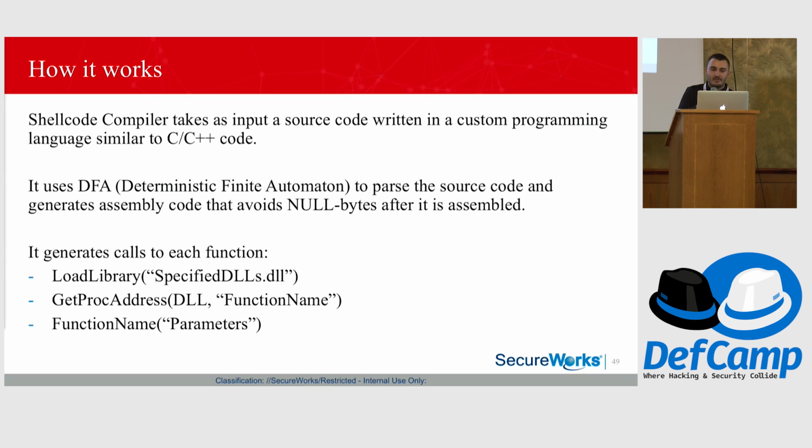This is how it works. It uses a DFA, something from algorithms, a deterministic finite automaton, that will use the state machine, parse the code and generate the assembly code. It also takes in consideration the null bytes, and it tries to avoid them. However, there might be some calls that might generate null bytes. So, as I mentioned, for every function call, like WinExec, it will call LoadLibrary, it will call GetProcAddress, and it will call the function name.